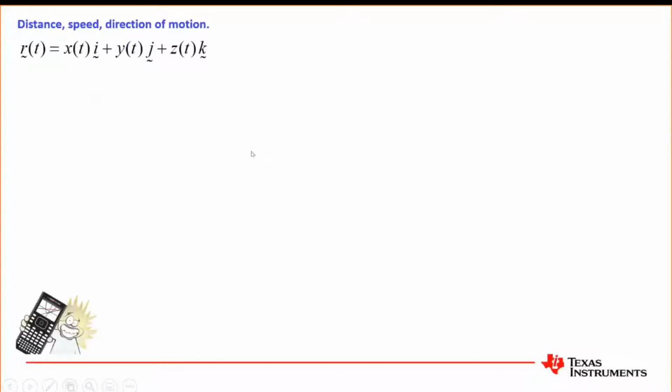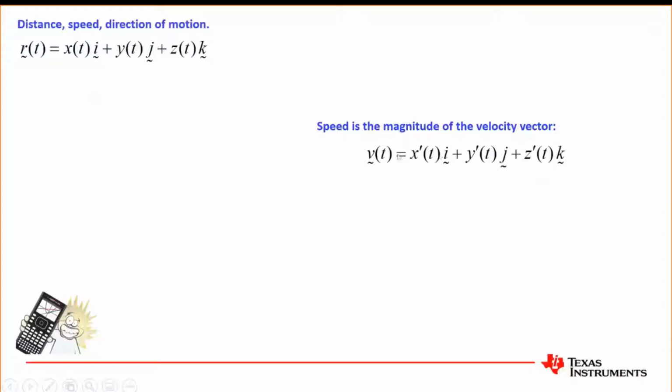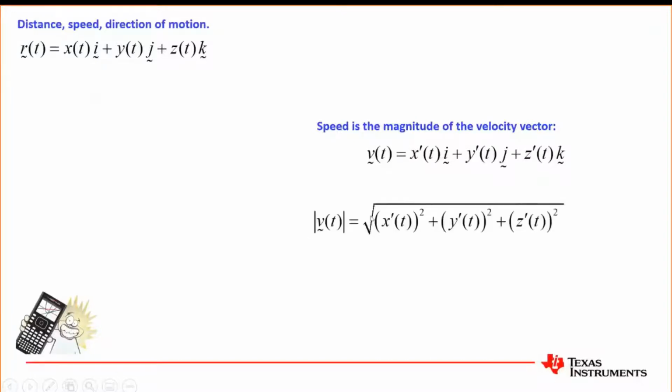Distance, speed, direction of motion. We talked about distance last webinar. Speed is the magnitude of the velocity vector. So once we have the velocity vector, we need to find its magnitude. And the direction of motion is given by velocity. Velocity is always tangential to the path. So if the question asks for the direction of motion at a given time, you need to find the velocity at this time.